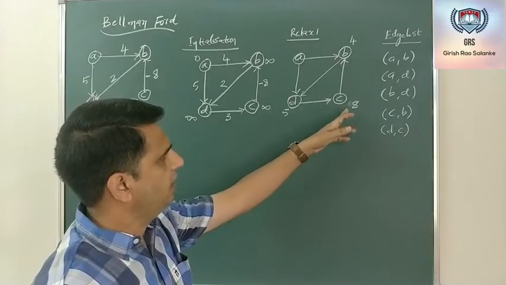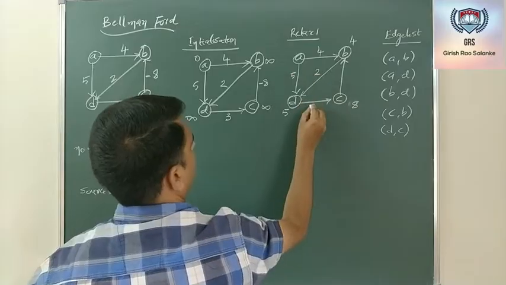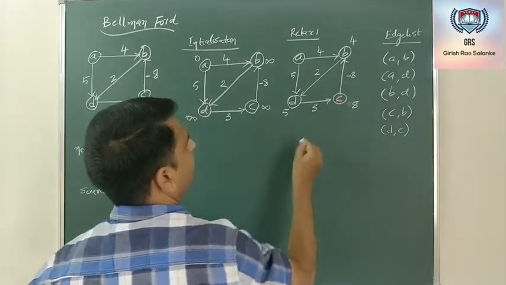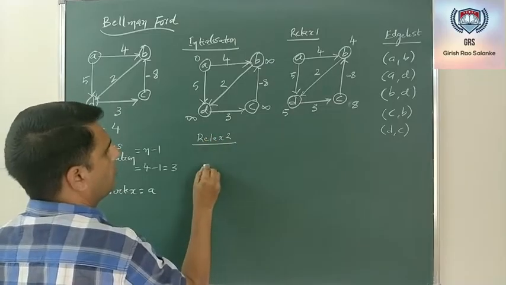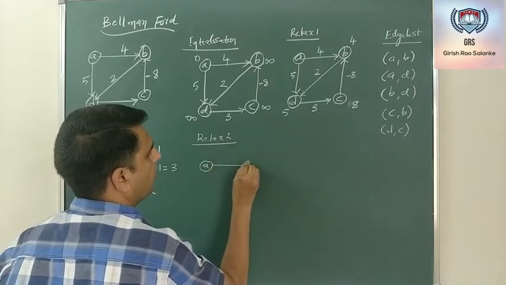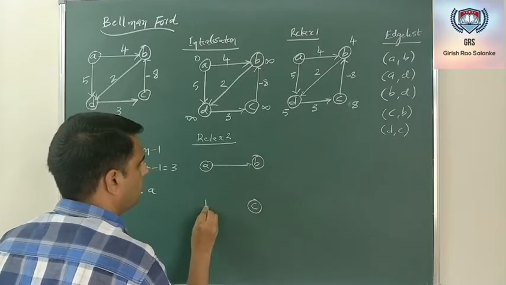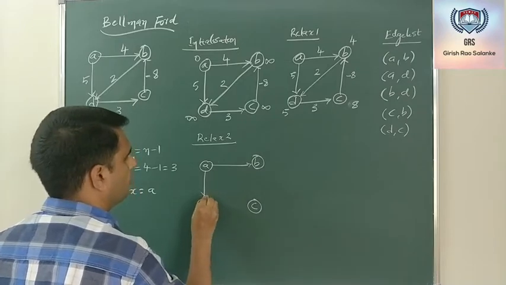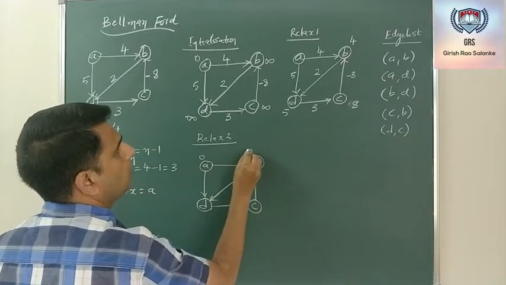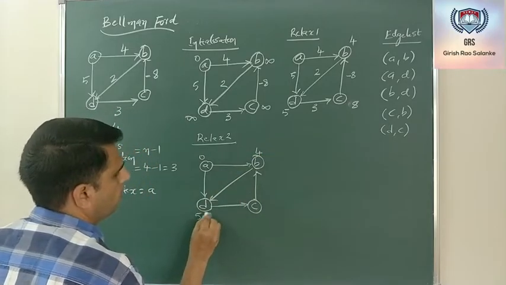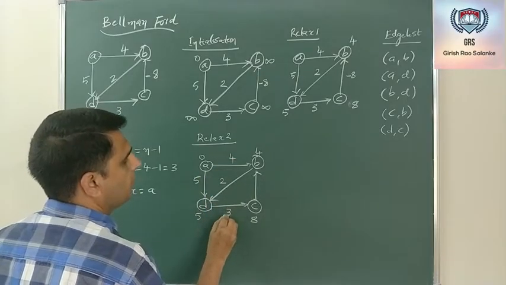So this was after the first relaxation: 0, 4, 5, 8, with edge costs 4, 5, 2, 3 and minus 8. Let me do relaxation for the second time. A, B, C, D.